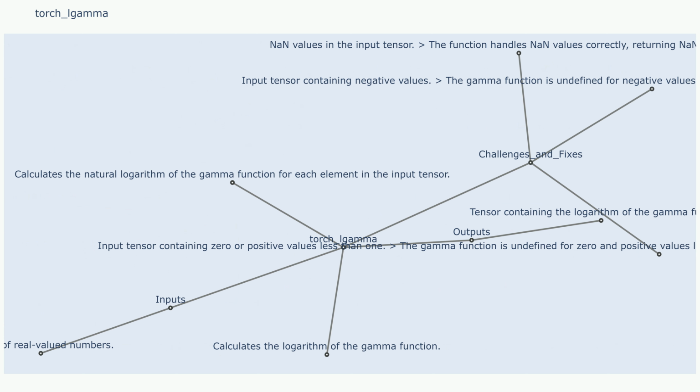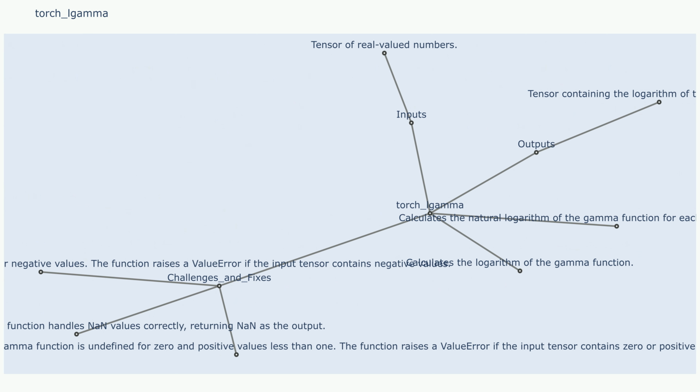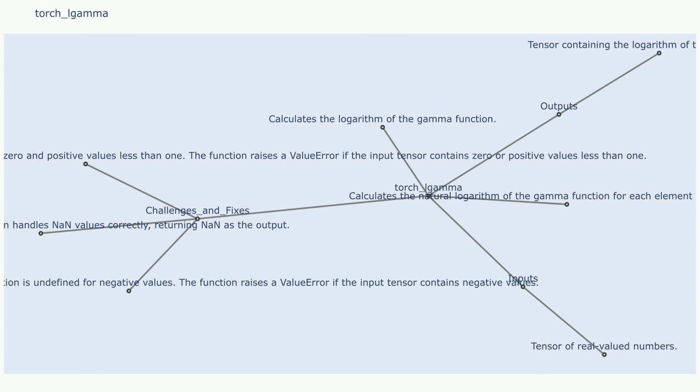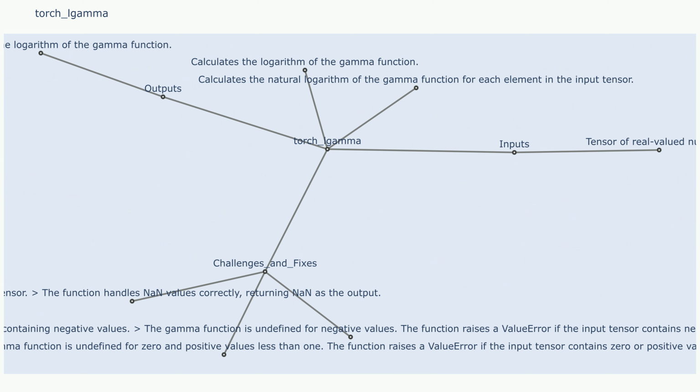Outputs. Output: a tensor of the same size as input, containing the logarithm of the gamma function of each element in input. Steps. The torch.lgamma function calculates the natural logarithm of the gamma function of each element in the input tensor. The gamma function is defined as the integral from 0 to infinity of t^(x-1) e^(-t) dt.